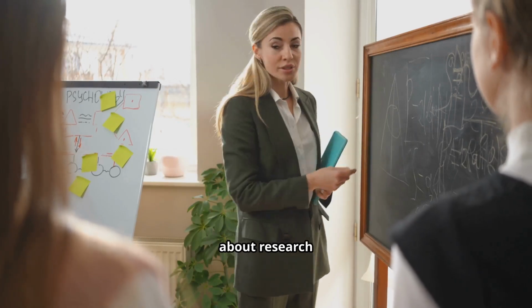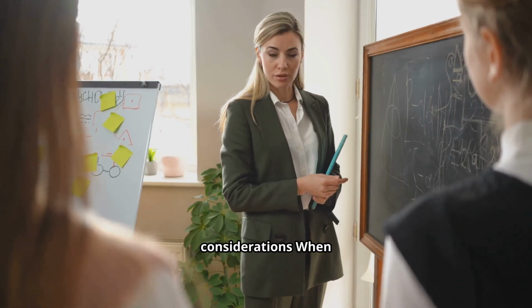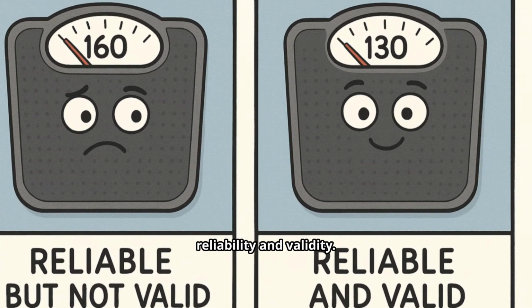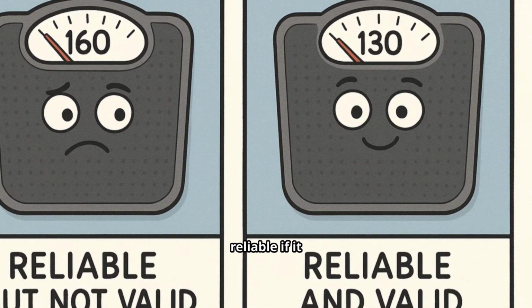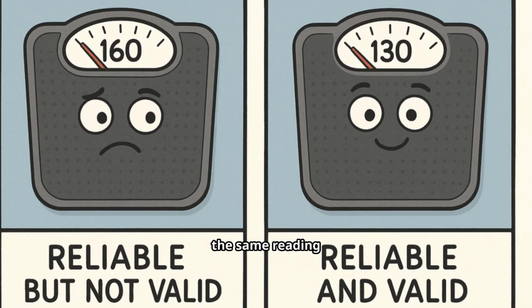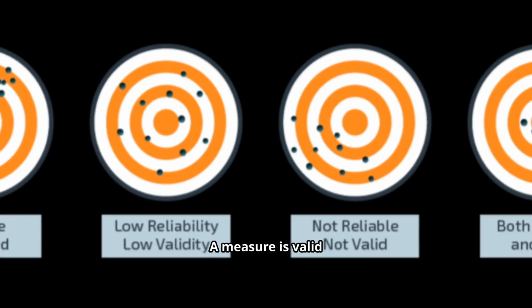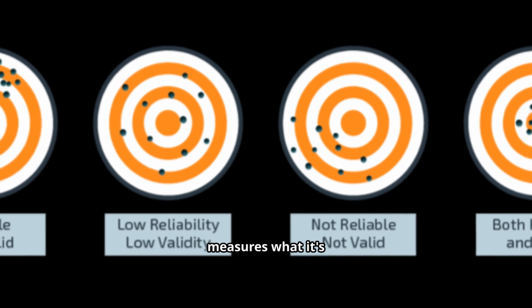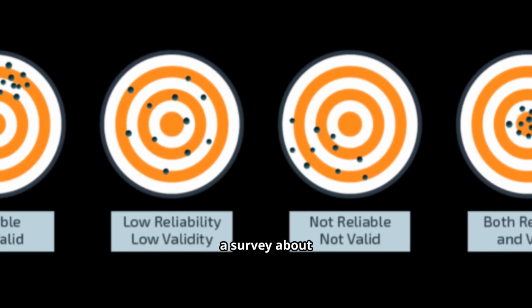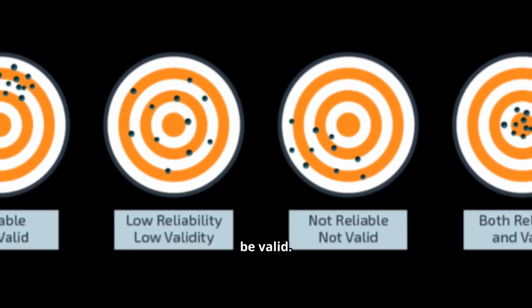The next part is about research design and its considerations. When designing research, two important qualities are reliability and validity. A measure is reliable if it produces consistent results. Imagine a bathroom scale that gives you the same reading every time you step on it. A measure is valid if it actually measures what it's supposed to measure. For example, if you're trying to measure stress, a survey about study hours wouldn't be valid.